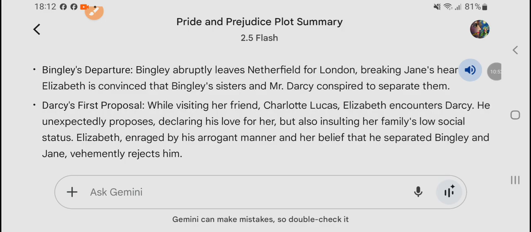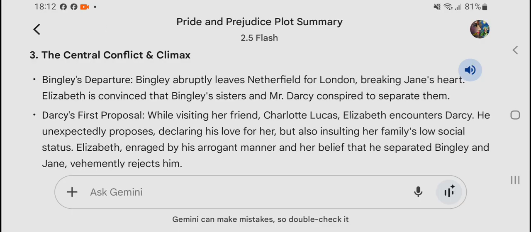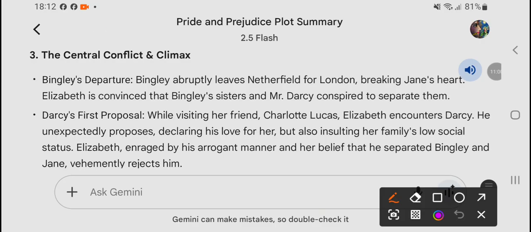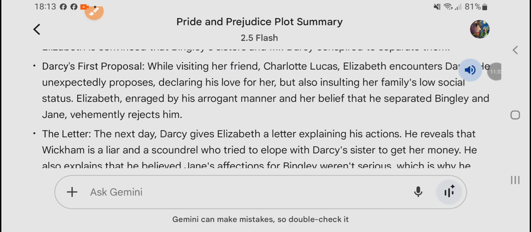Elizabeth is convinced that Bingley's sister and Mr. Darcy conspire to separate them. So Elizabeth is convinced that Bingley's sister, Caroline Bingley, who is Mrs. Hurst's sister, and Mr. Darcy, they all conspire, and this way they separate Jane Bennet and Charles Bingley.